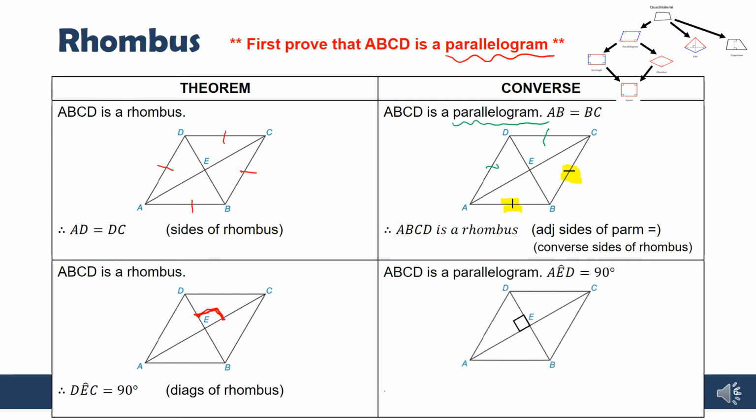Working backwards now, if I only know that it's a parallelogram, but one of the interior angles is 90, then I know it has to be a rhombus. And this is because diagonals of a parallelogram bisect at 90. So again, if you really know your properties of quadrilaterals well, you're just trying to work backwards to show that one of these special properties is true.